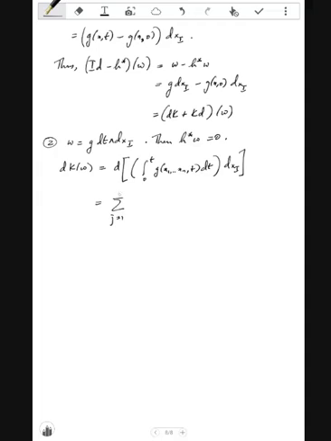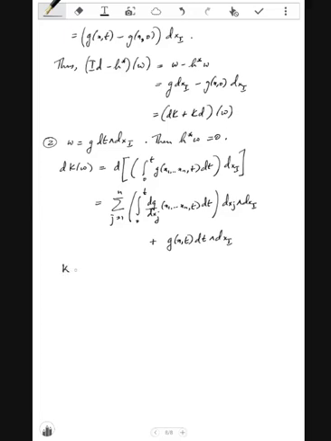summation j equal to 1 to n, integral 0 to t, dg by dxi, dxj, dxi, plus the derivative with respect to t, which is just g of x comma t, g of x.